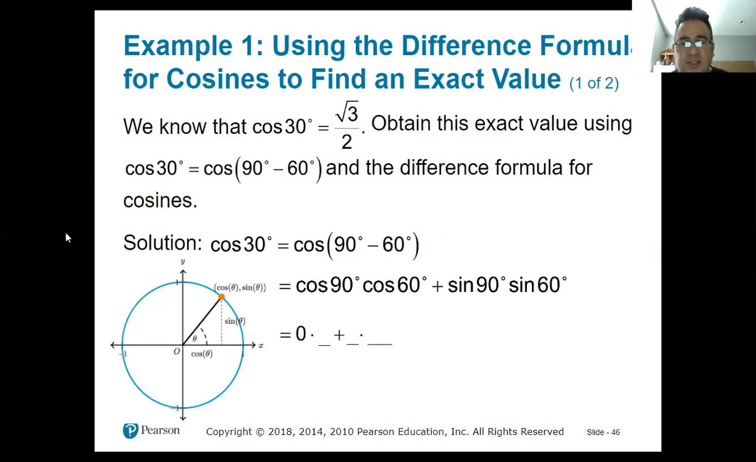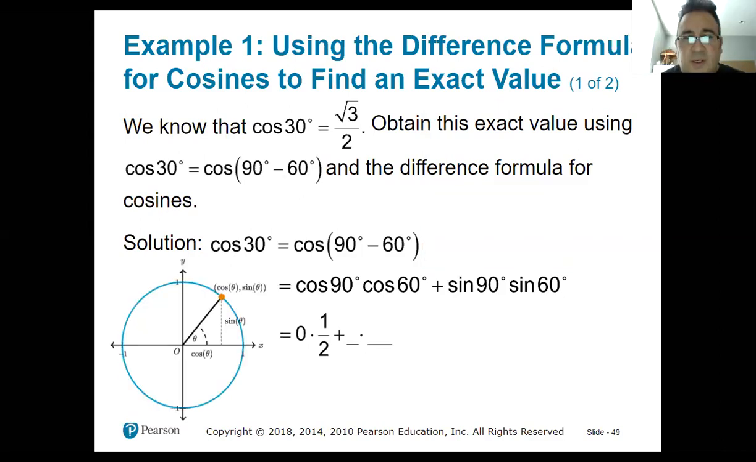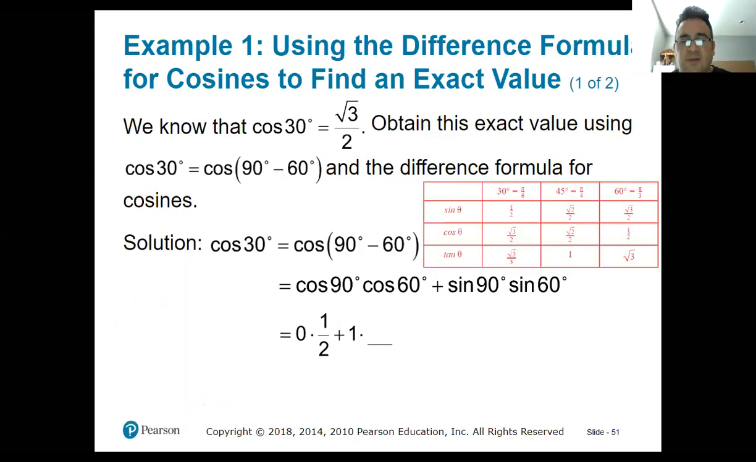And now cosine of 60. 1/2. Very good, right? Whether you use a table or you use that graph. Good job. Okay. And then now sine of 90. 1. Sine of 90 is 1, right? And then sine of 60. Square root of 3 over 2. There you go. Square root of 3 over 2, right?